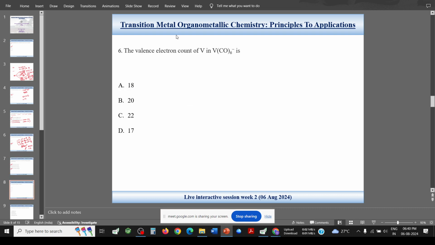Next is another question on electron count. What will be the total valence electron count for this vanadium complex? Vanadium is also a 3D metal. We have scandium, titanium, vanadium, chromium. So vanadium is 3d3 4s2, so it is a d5 system. Then what will be the total number of valence electrons?